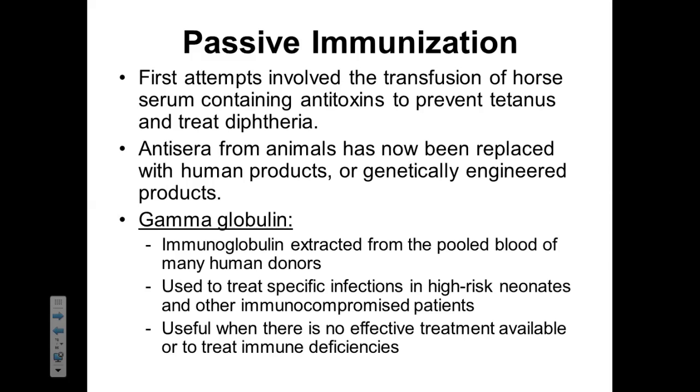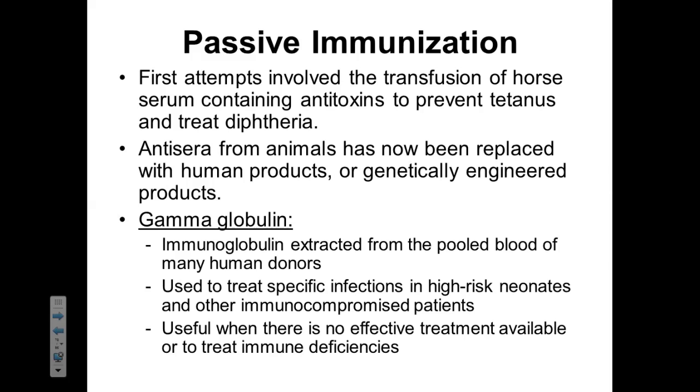Antisera, or antibodies from animal serum, has now been replaced with antibodies from human products. This is one of the big reasons why you should donate blood and/or blood plasma, or to genetically engineered products, where we pre-program cell lines to secrete high numbers of specific antibodies.